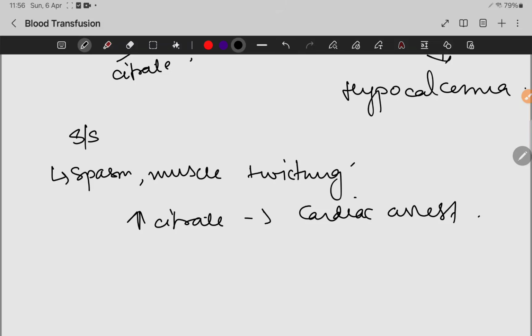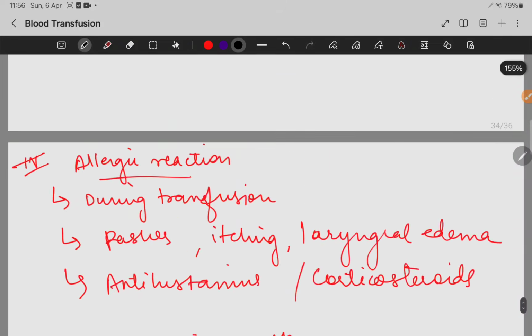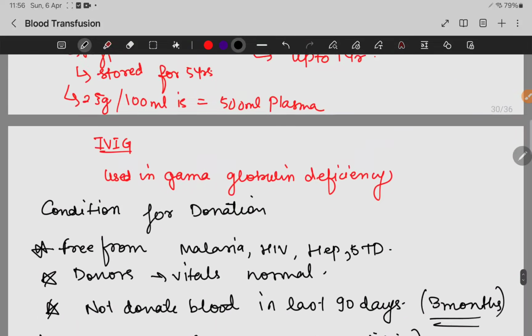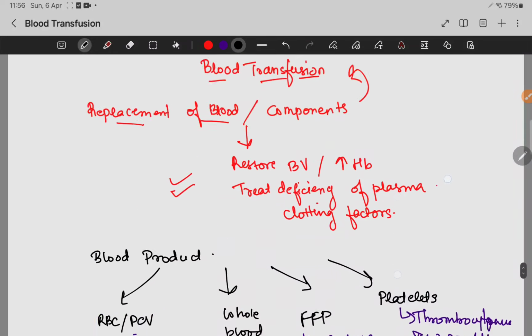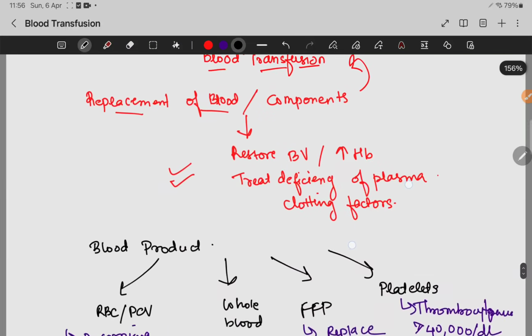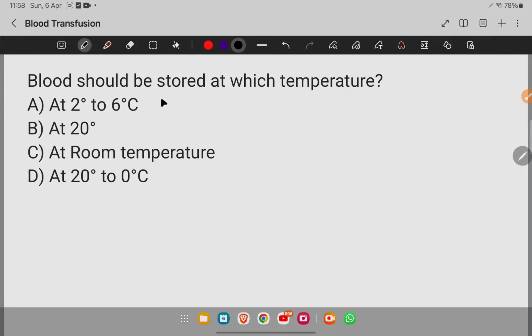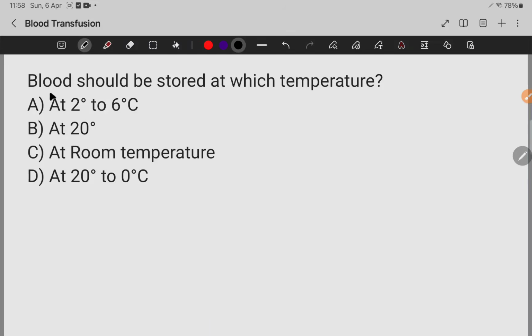So these were the complications of blood transfusion. I hope you understood whatever I taught you about blood transfusion. Now we can see all the MCQs related to blood transfusion, and because of this theory you may be able to solve all the MCQs. We'll start with the first MCQ on the topic of blood transfusion.